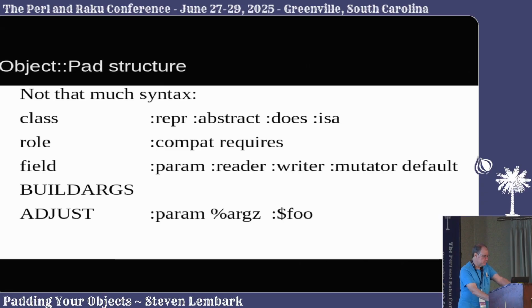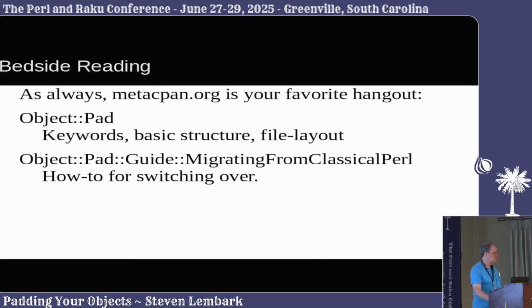A role has the compatible. The thing to remember there in the roles is the requires will save you a lot of pain. Fields might be parameters, they might not. The reader and writer for defaults, the mutator if you want to use lvalues, and assigning a default to it. Take your build args, make the key values, take the adjust, use that to populate anything that doesn't easily fit on the stack, and that's it.